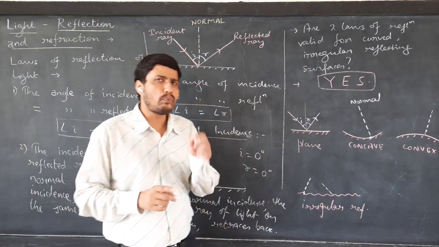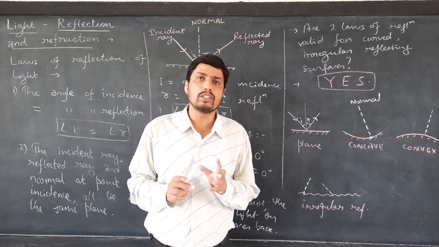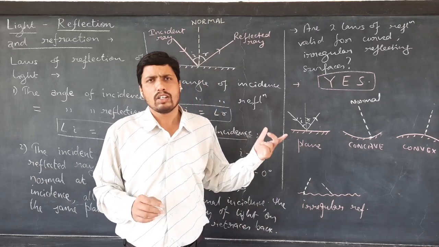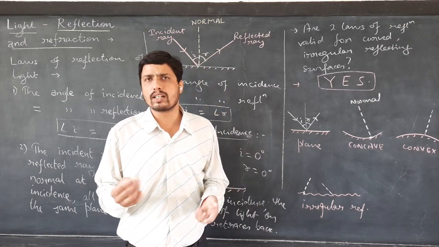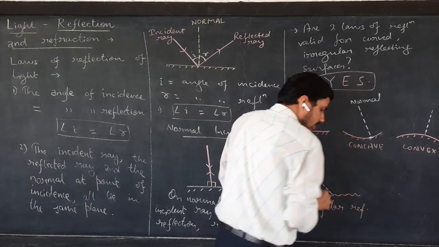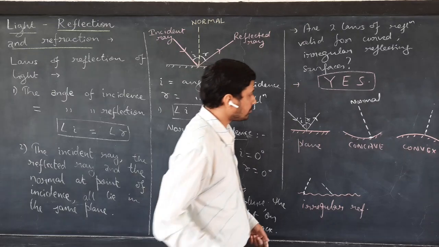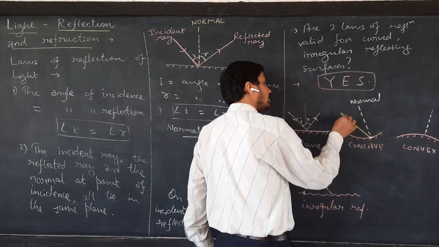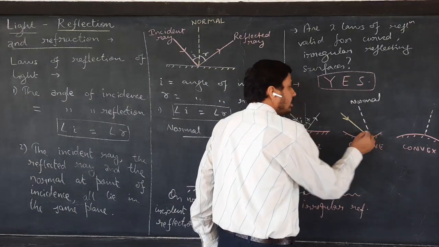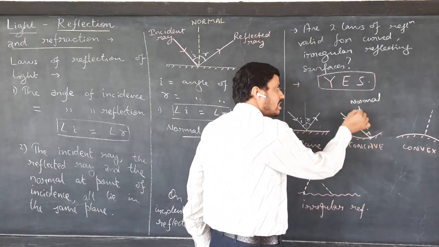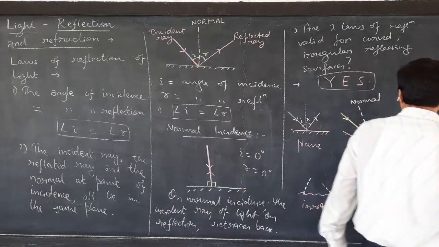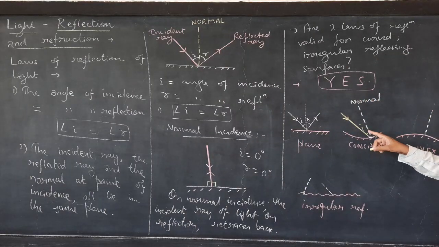At a given point, the first thing that you should understand carefully is how to draw the normal. Once your normal is decided, you draw an incident ray, and you draw the reflected ray as per the laws of reflection. Suppose I draw the incident ray like so. Let this be the incident ray. Then the angle between the incident ray and the normal will be the angle of incidence. Then the angle of reflection should be equal to the angle of incidence.